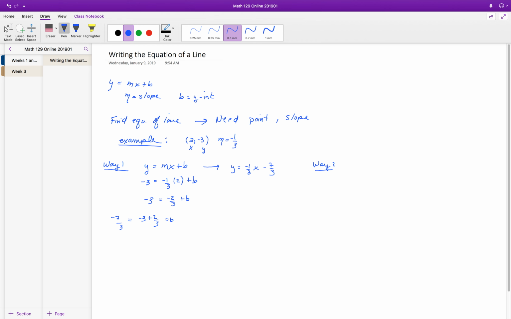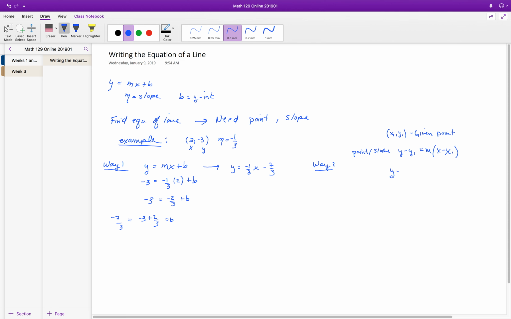The other way this is typically taught is to use the point slope form of a line, which is y minus y1 equals m times x minus x1, which is really just writing the slope formula on a straight line, where x1 and y1 again represent the given point, and m again is your slope. So if we use the same information, 2, -3, and the slope of -1/3, let's go through this process, and then again you can choose which one you like best.